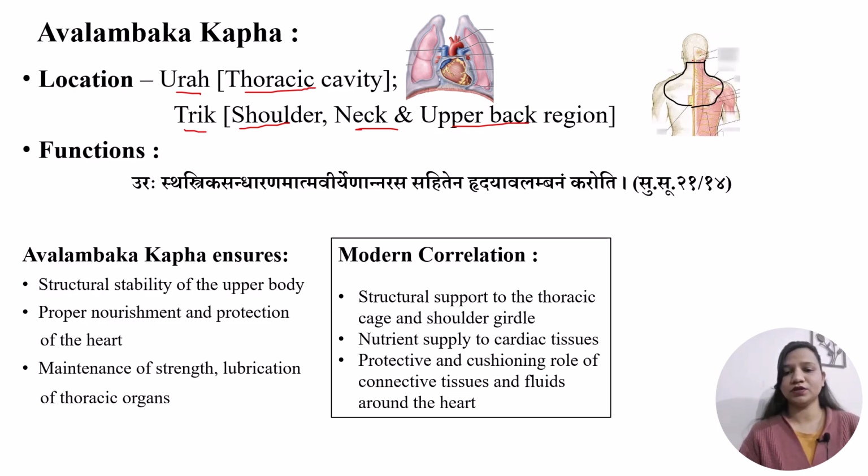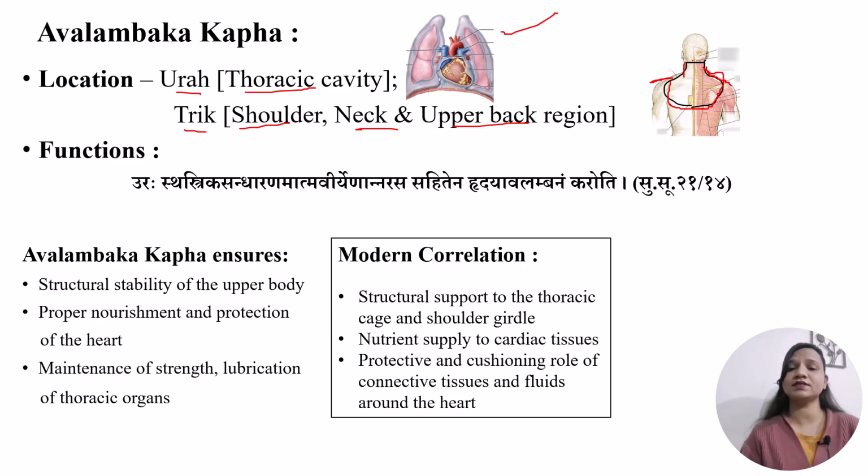So the shoulder, neck and upper back region, this region is considered as Trik region in Ayurveda. And Uraha means thoracic cavity. As you can see here in this picture, thoracic cavity is said Uraha in Ayurveda. So Acharya Sushrut has given these two locations, Uraha and Trik, for the Avalambaka Kapha.